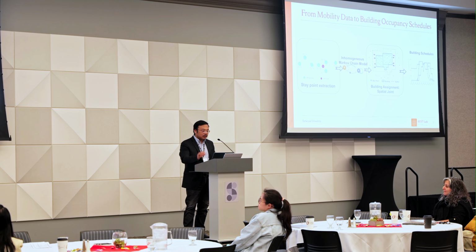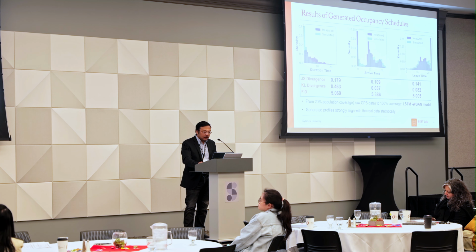So we extract the stay points of the mobility, and then we use inhomogeneous Markov chain models to create the stay points in the different buildings, and then we use a spatial join. If the stay point is within the spatial join, that means the person is in this building. So we can come up with building schedules. And these are the results of the generated occupant schedule.